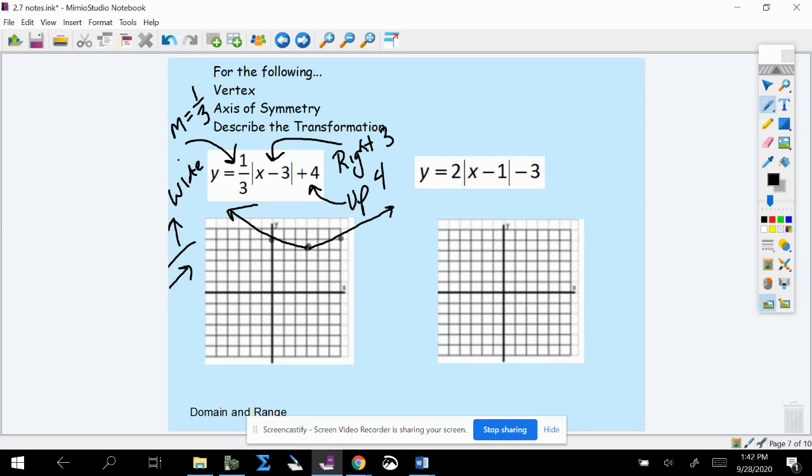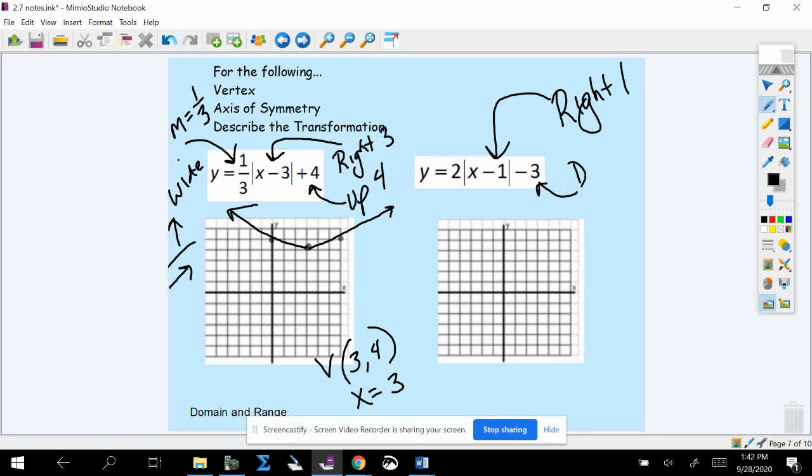We talk about it like compressing, like somebody who's pushing down on it and kind of stretching those branches further out to the side. So what this tells me is my vertex is at the point (3, 4), because it went right 3, up 4. And my axis of symmetry is x equals 3, because that is a line that splits it right into 2 pieces. Now for the one next to it, this is going to tell me that it goes right 1.